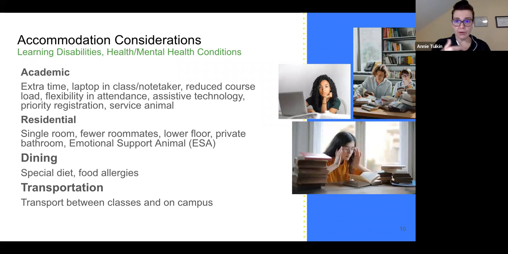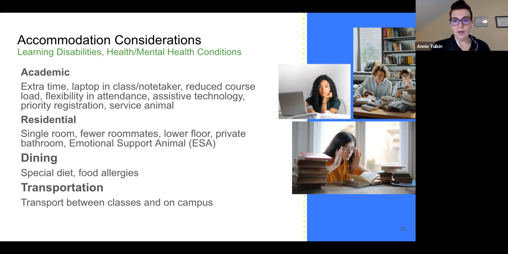So for some of the academic accommodations that students with learning disabilities or health and mental health conditions might consider, extra time could be a factor, right? If your student has a processing disorder or needs extra time because of brain fog related to medication, that's a typical accommodation. A laptop in class, that's something a student would need to ask for as an accommodation. There are still college professors who do not allow technology in the classroom. So if your student needs to be able to use a laptop to take notes in class, that's something they would have to request as an accommodation.